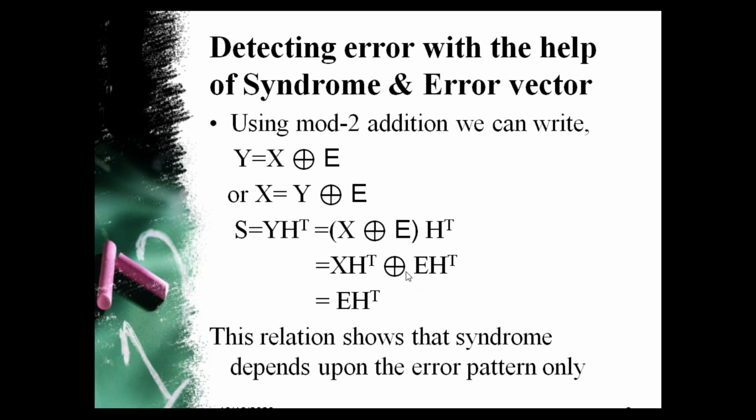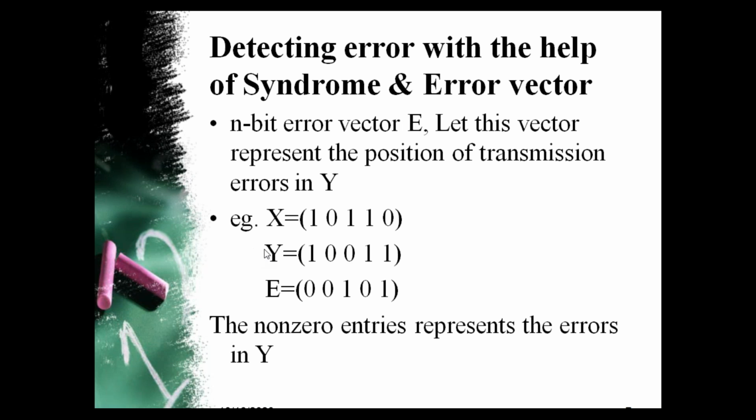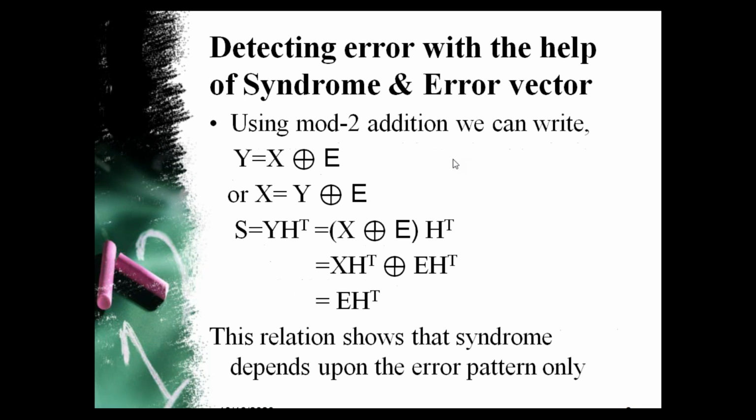Similarly, we can write that x equal to y XOR e. If we add the received code word with the error vector, that is y XOR e, 1 plus 0 is 1, 0 plus 0 is 0, 0 plus 1 is 1, 1 plus 0 is 1, and the last bit: in y it is 1, in the error vector it is 1, therefore 1 plus 1 is 0. Here we are using modulo-2 addition. Therefore we can also write that x equal to y plus e, that is y XOR e. This represents the modulo-2 addition.